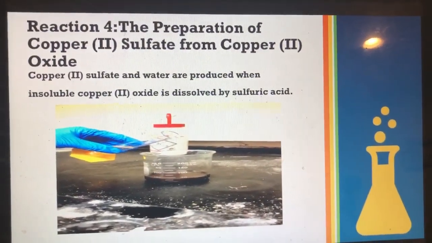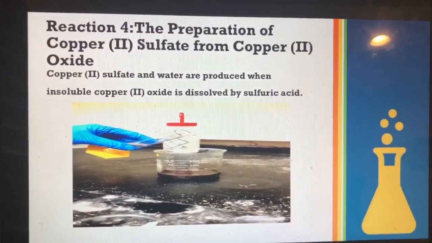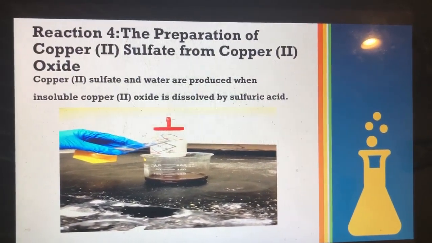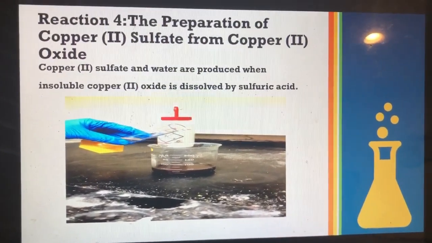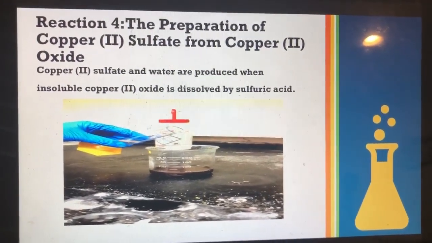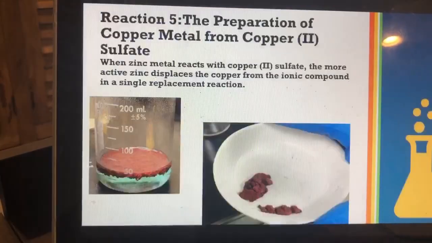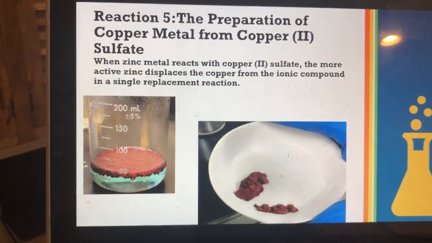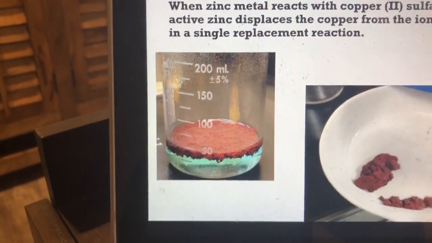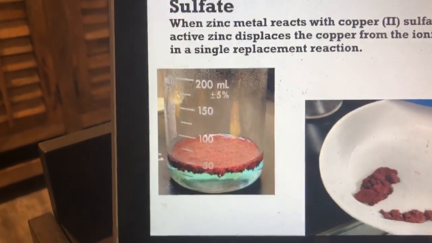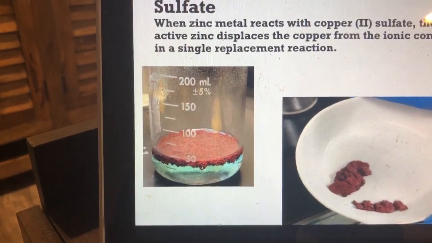Okay, once we do that, we're going to start taking it back to its original substance. So if I take the copper 2 oxide and mix it with sulfuric acid, it's going to give you copper 2 sulfate. Okay, so we go back to this. So you have that copper floating on top, and you have that copper 2 sulfate on the bottom.